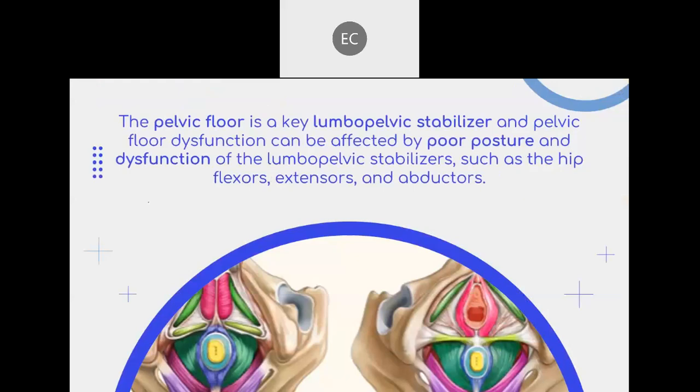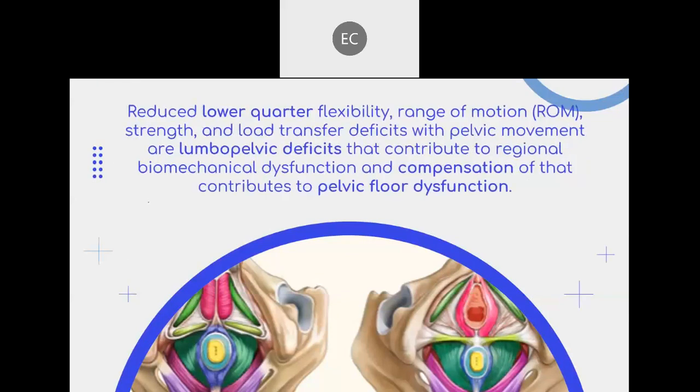And some key points to take away from this are that the pelvic floor is a key lumbopelvic stabilizer, and pelvic floor dysfunction can be affected by poor posture and dysfunction of the lumbopelvic stabilizers, such as the hip flexors, extensors, and adductors. Reduced lower quarter flexibility, range of motion, strength, and load transfer deficits with pelvic movement are lumbopelvic deficits that contribute to regional biomechanical dysfunction and compensation that contributes to the pelvic floor dysfunction.